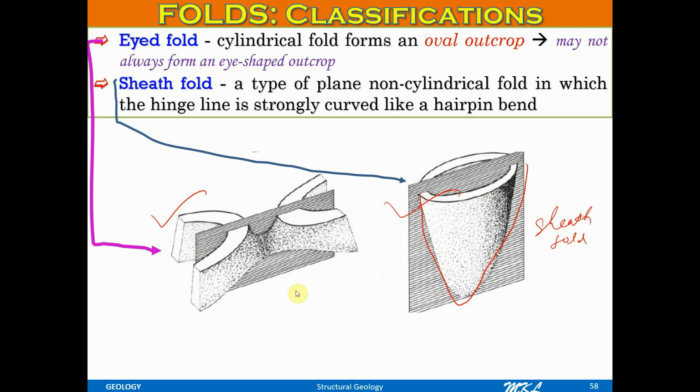Now, this one is your eyed fold. Tell me, what type of folds are these? Is it planar or non-planar? By seeing the axial surface, what do you think? Class, is it planar? Because you are seeing the axial surface, and the axial surface is not curved, this type of fold is called a planar fold. So this is a schematic diagram of the planar eyed fold, and this is the schematic diagram of the planar sheath fold.